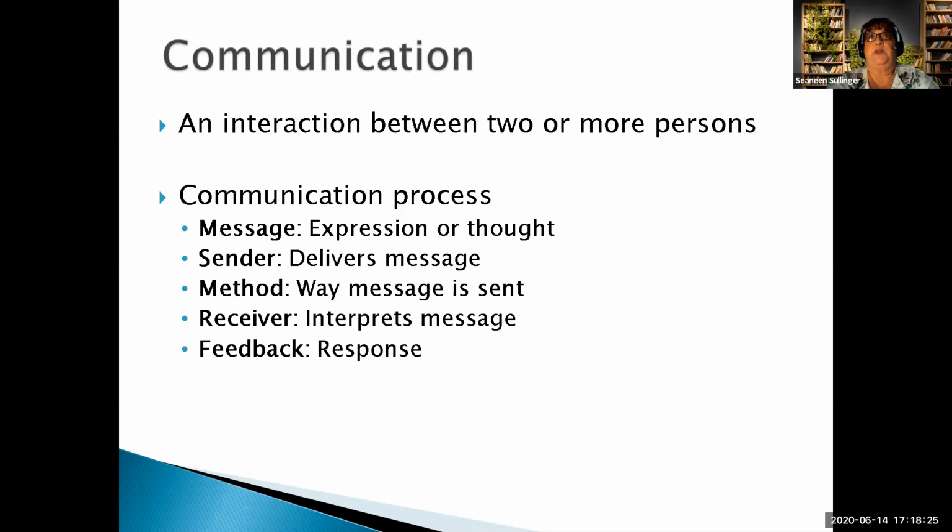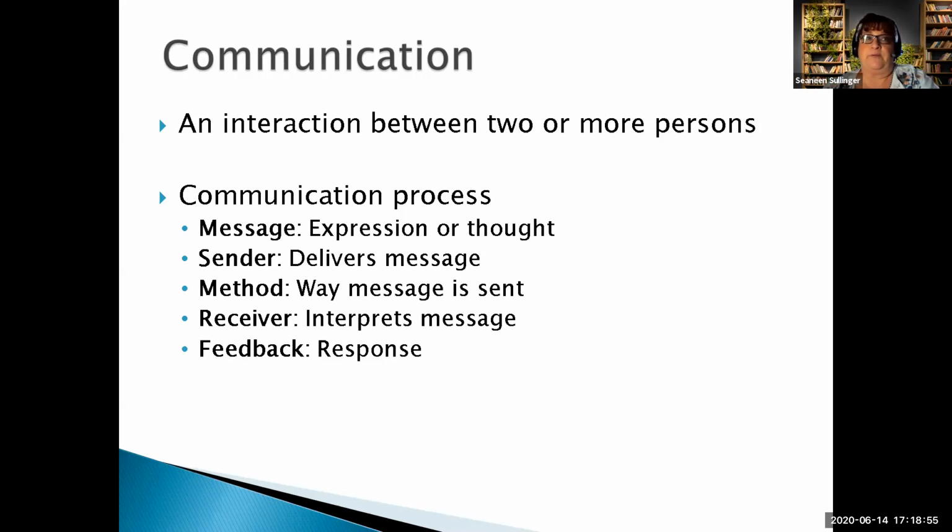So when you think about communication, think about talking with someone. There's a sender and a receiver, right? Like I'm communicating with you, I'm the sender, you're the receiver. The method is the way that the message is being sent. So in this example, this is a recording that you're watching. And then the message that I'm sending is this lesson on communication. And so then you as the receiver will interpret the message and then provide feedback or your response to it.